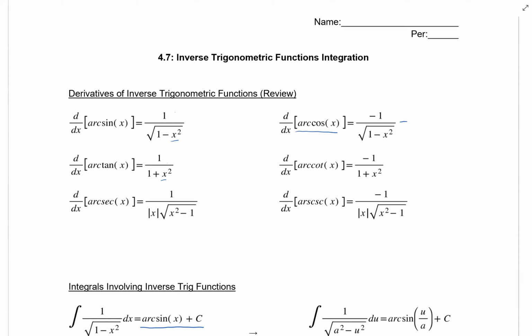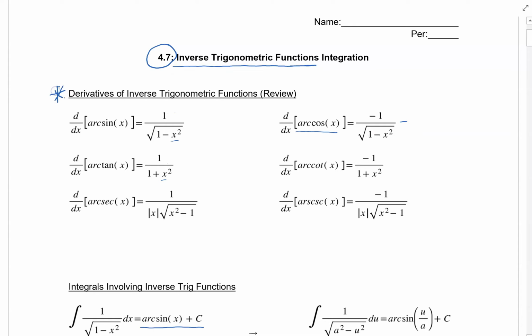Hello class, welcome to our video notes lesson on section 4.7 from our textbook. In this section we're going to learn some techniques and some formulas for integrating functions whose antiderivatives happen to be inverse trig functions.